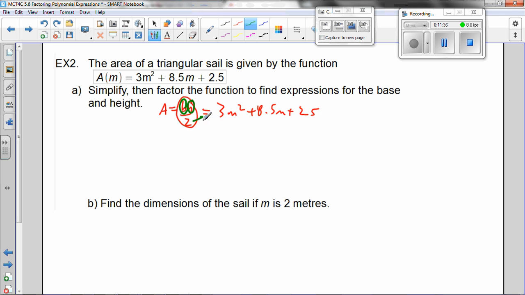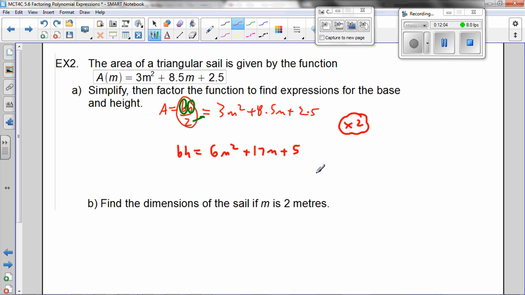Well, I got to get rid of this 2. So I'm going to multiply both sides by 2, and then I'm going to get the base times height is equal to 6m squared, and this is what I did there. I multiplied both sides by 2, 17m plus 5. Then it's asked me to factor, because if I could factor this, then one of the expressions will be the base and one of them will be the height.